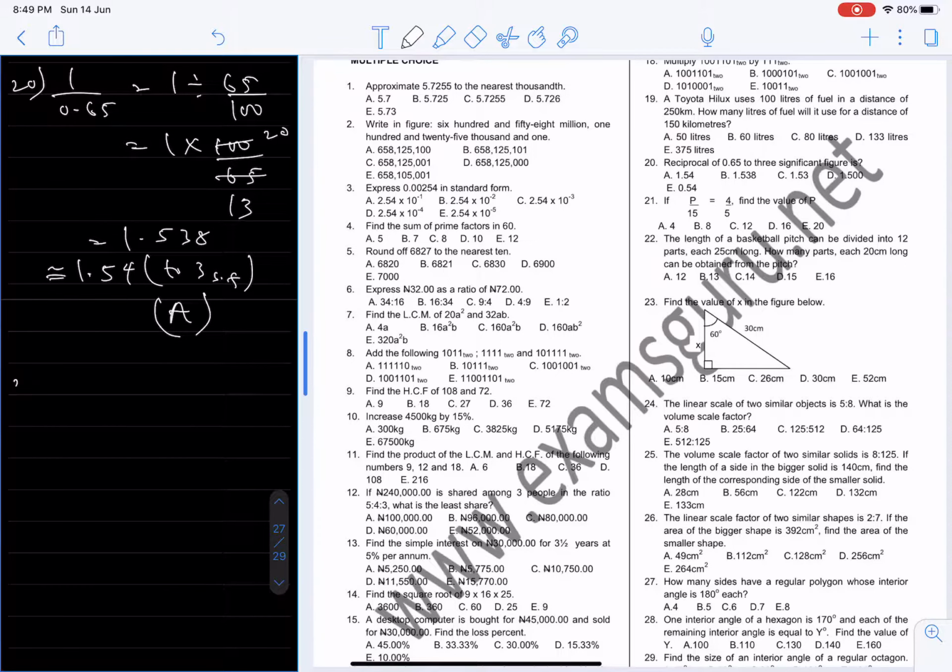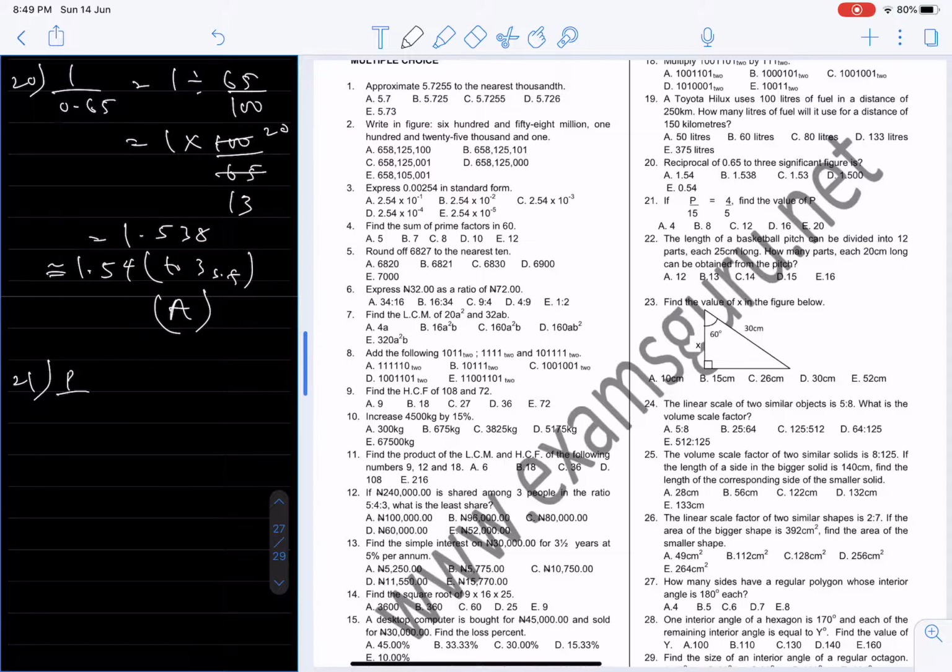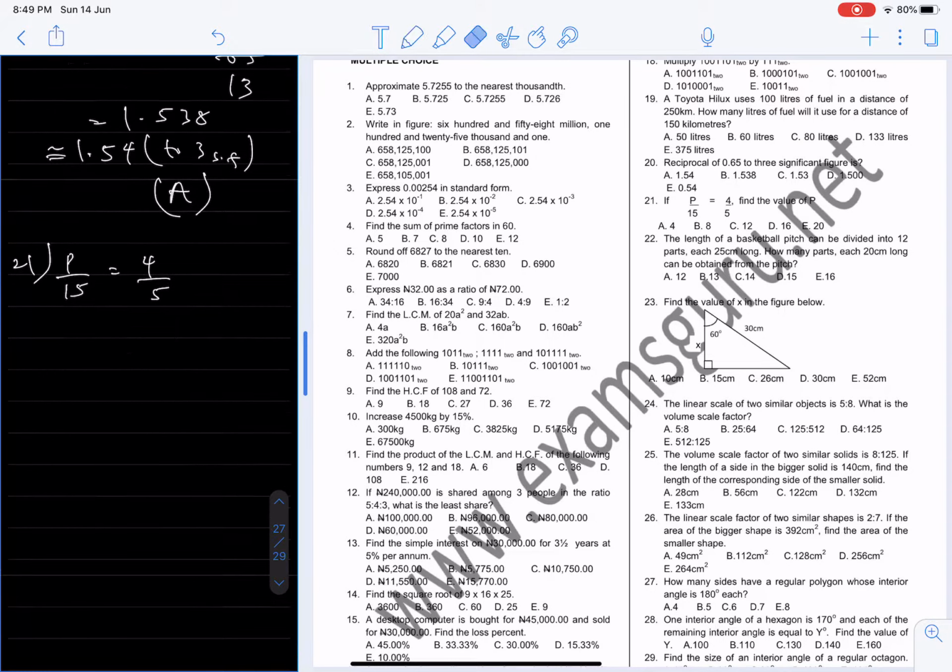Now to number 21. If P over 15 is 4 over 5, find the value of P. Of course, this is easy. We can do this by cross multiplication. 5P equals 15 times 4. Then we divide both sides by 5 to get P. P equals 3 times 4, which is 12. And the correct option is C.